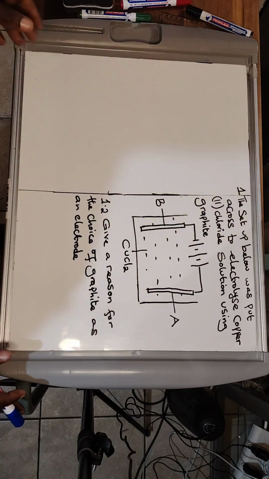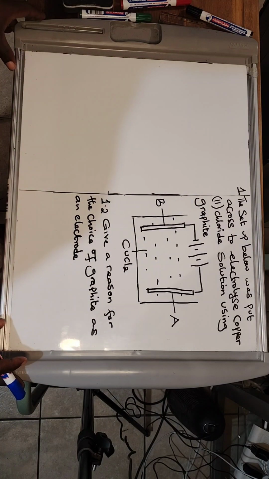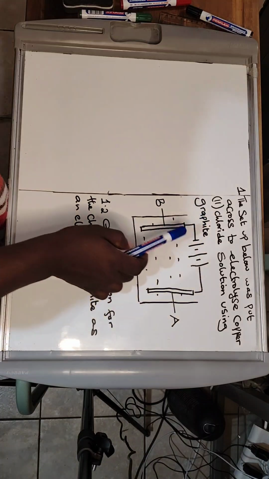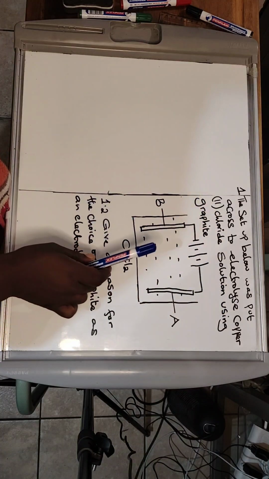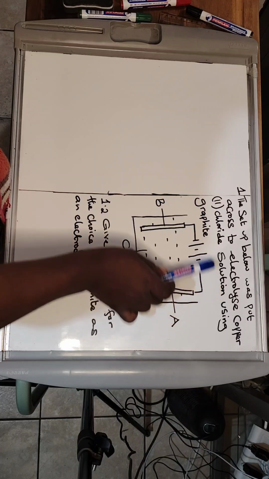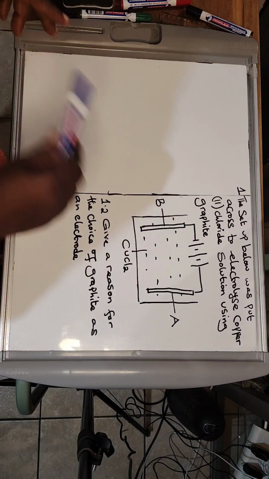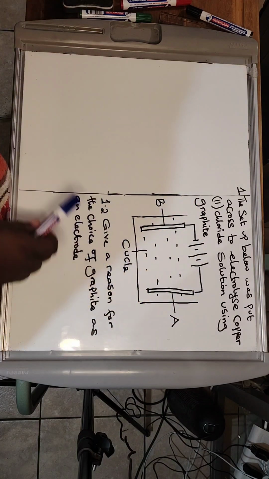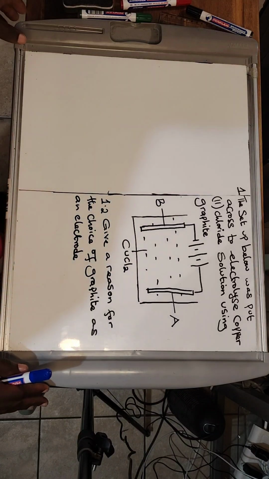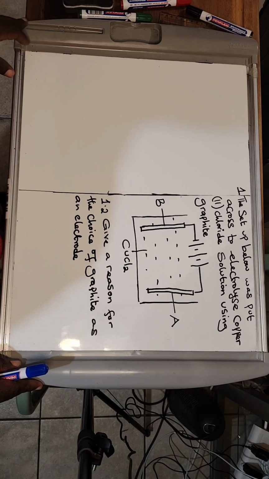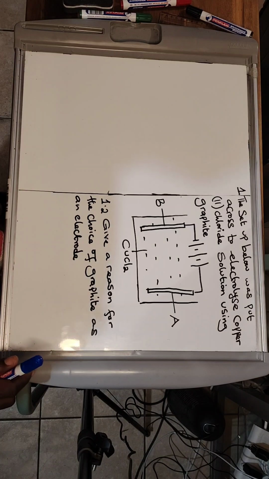Okay, now this is one of the first questions we are going to look at. This is a setup which was put across to electrolyze copper 2 chloride solution using graphite. So these two electrodes are graphite, and the question says, give a reason for the choice of graphite as an electrode. Graphite is one of the most common electrodes used in electrolysis. But what property does it have which makes it a good, suitable choice?